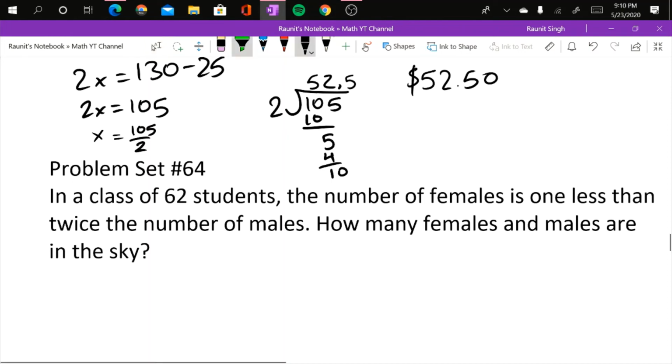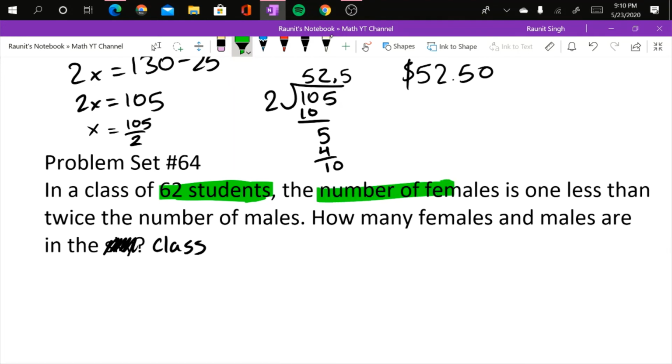So we know, oh, it's not supposed to be in the sky. It's supposed to be in the class. Let me change that for you guys. Okay, so we know that there are 62 students, and the number of females is 1 less than twice the number of males.